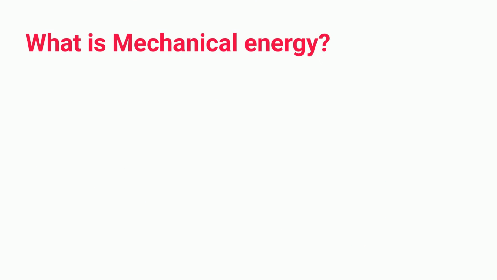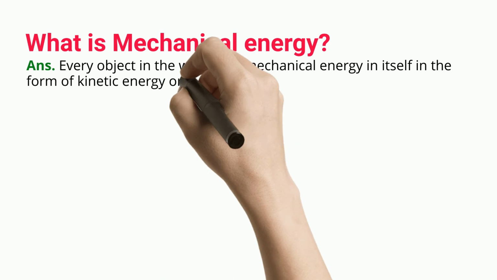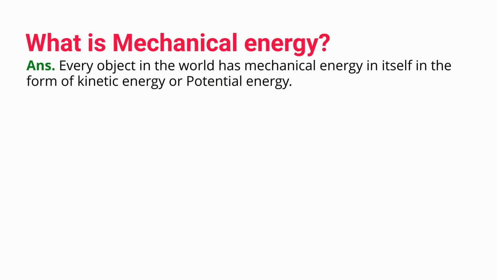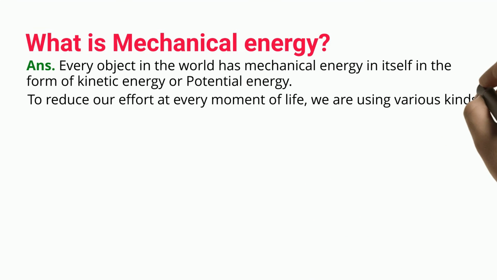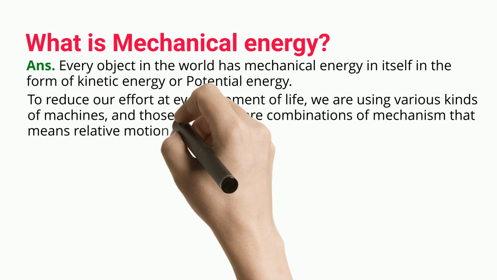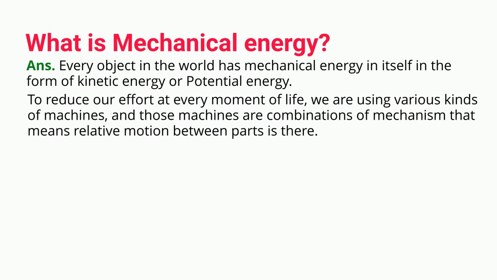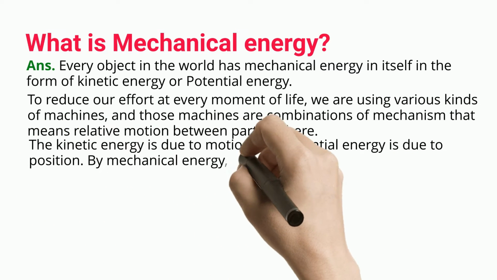What is mechanical energy? Every object in the world has mechanical energy in itself in the form of kinetic energy or potential energy. To reduce our effort at every moment of life, we are using various kinds of machines, and those machines are combinations of mechanisms, which means relative motion between parts is there. The kinetic energy is due to motion and potential energy is due to position.